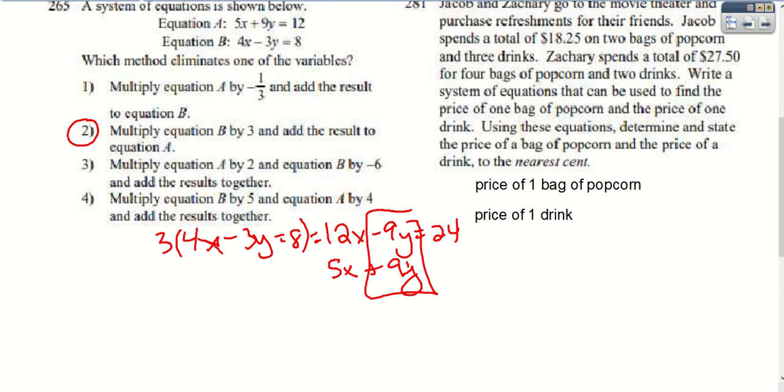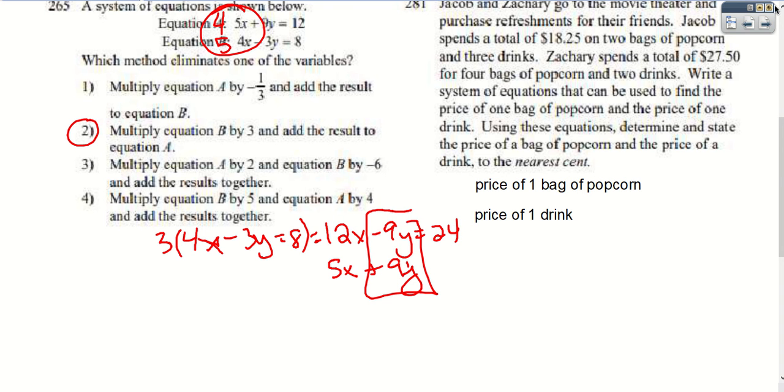And the second one, if we multiply equation A by 2, right, and the other one by negative 6, this is going to turn into positive 18, and this is going to turn into positive 18. So once again, they're not opposites, okay? So it doesn't work. And at number 4, if I multiply equation A by 4 and B by 5, I'm going to get the same sign instead of different signs. So that's another reason why this doesn't work.